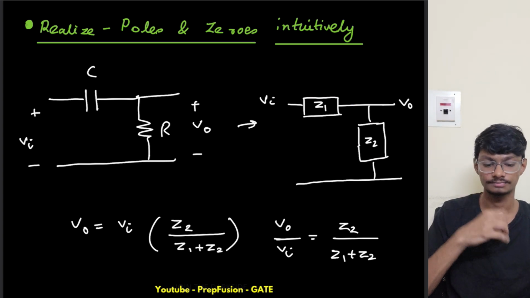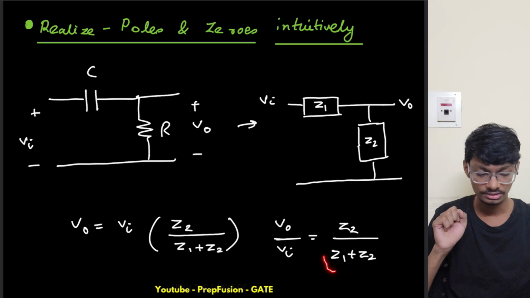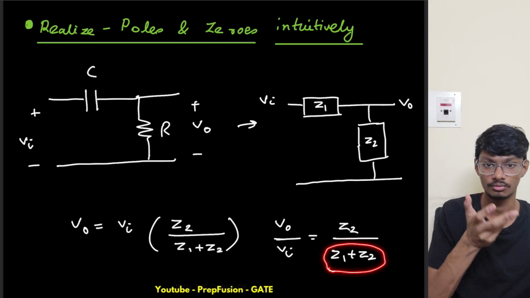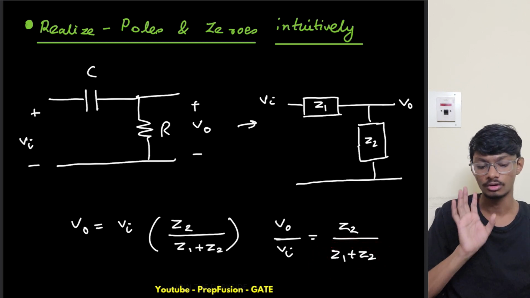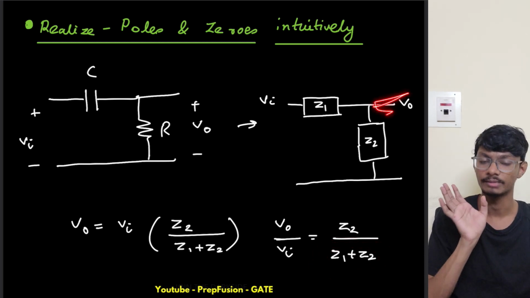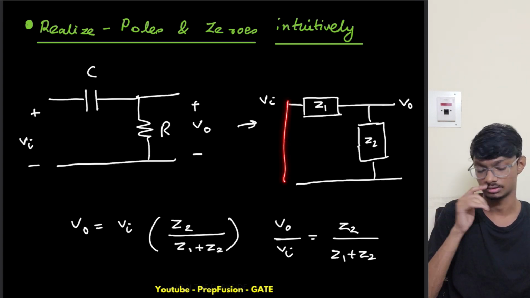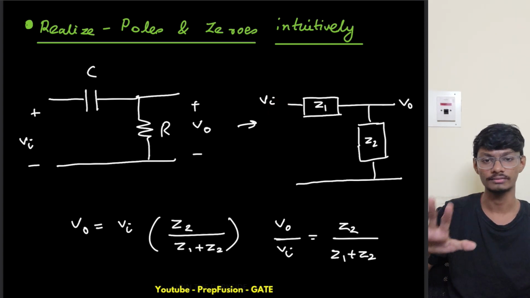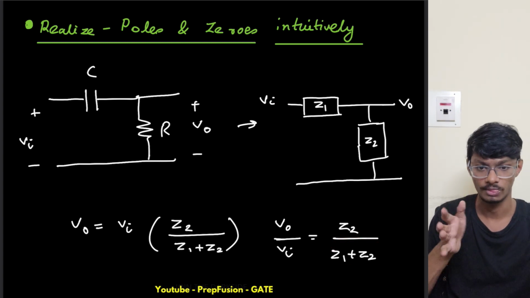Okay, two conditions. And for poles, what you need to do is this denominator needs to go to 0. So this Z1 plus Z2 needs to go to 0, then we will get a pole. Or one thing is that you can see infinite impedance from here. If you don't understand this infinite impedance, don't worry, no need to think that much. Just make this Z1 plus Z2 equal to 0, then we'll get a pole.